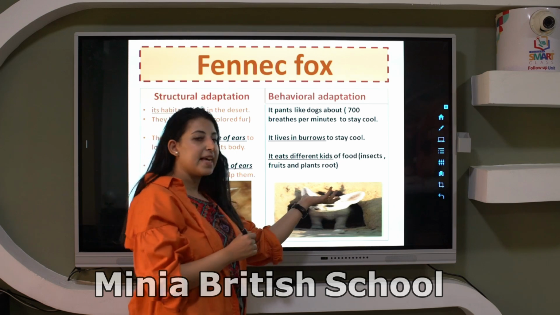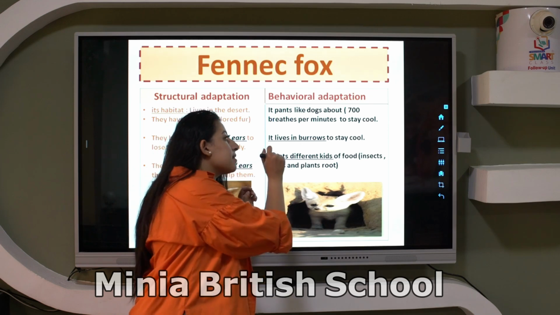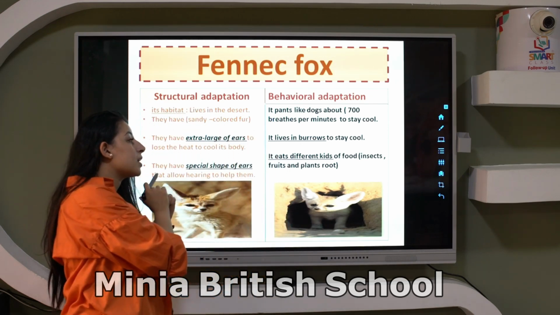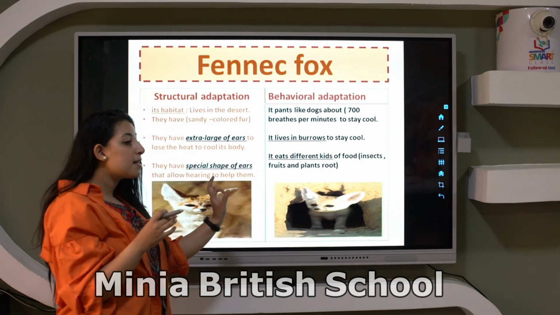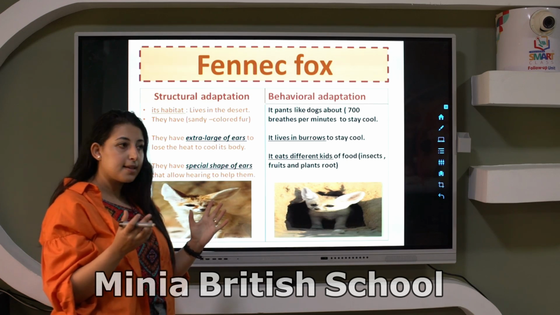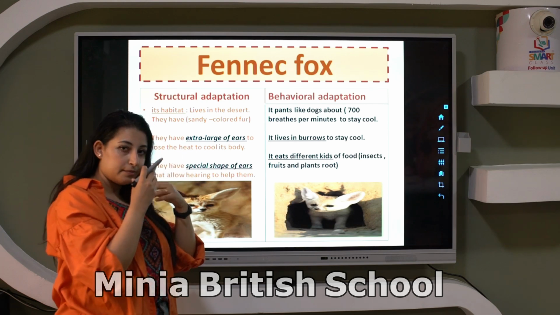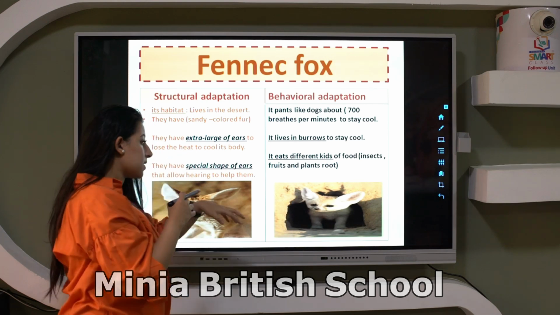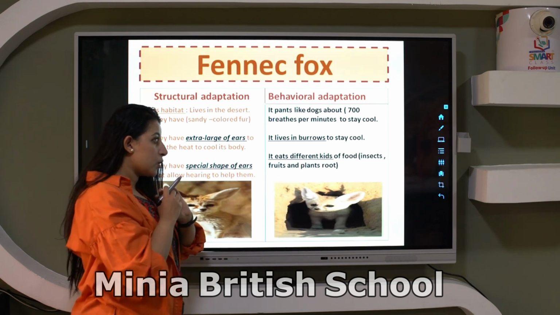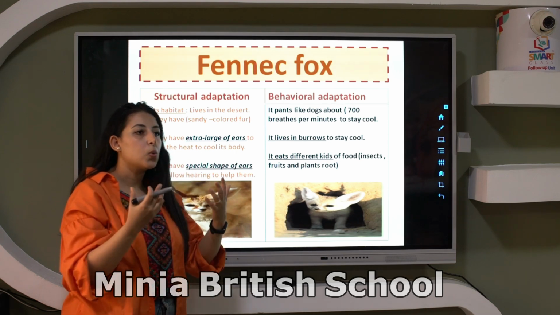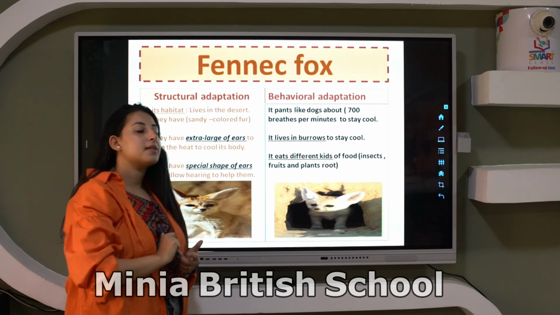What about its behaviors? What does it do in this desert? It can do some behaviors. It pants like dogs, 700 breaths in 1 minute. How? Like this. Do you know these quick breaths that a dog does? Also, the fennec fox can pant like dogs. Why? To keep its body cool, by letting cool air into its mouth.